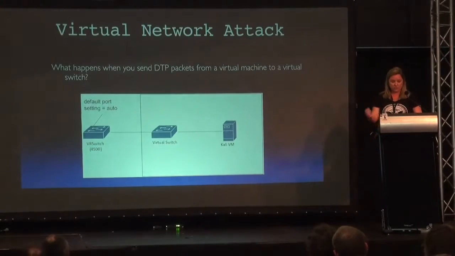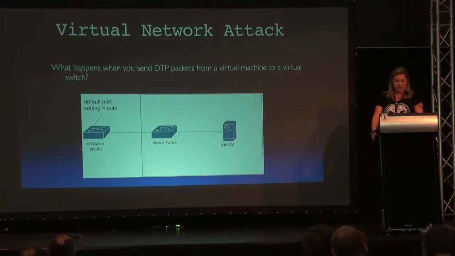So in the virtual world, this is how I had it set up. On the left is a 4500 running iOS XE, just modern iOS XE straight out of the box. On the right, I had my Kali machine and a virtual switch. So I had my ESX plugging straight into a 4500. And all I do is spin up Yersinia and send a DTP packet to try to negotiate a trunk.